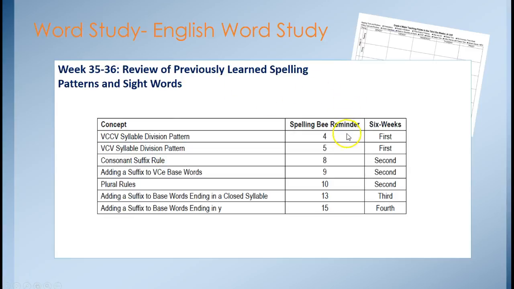So take a look at the first 6 weeks, second, third, fourth. Here are some very important patterns that kids really need to know. So really take a look at whether they have these in place and have mastered them.